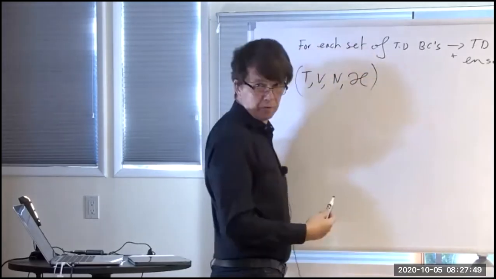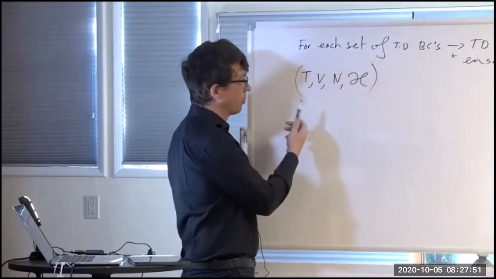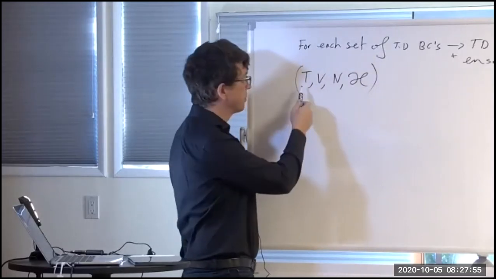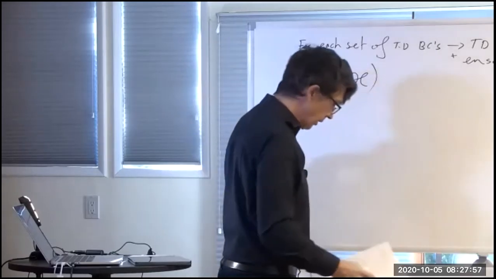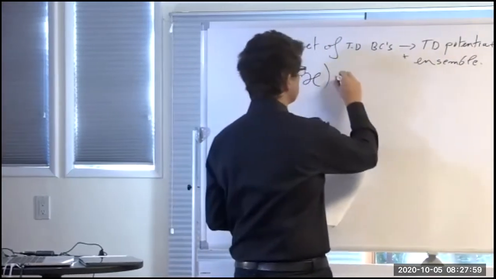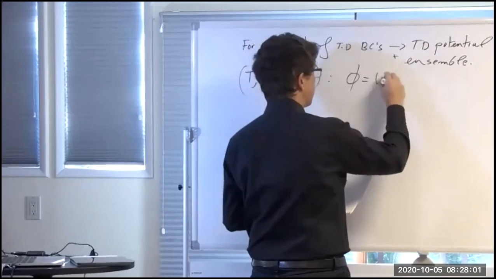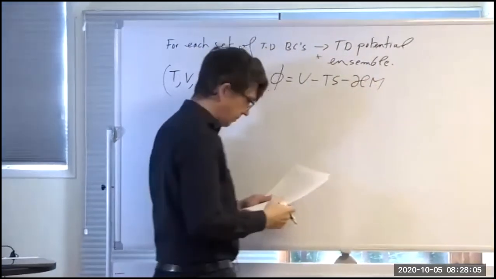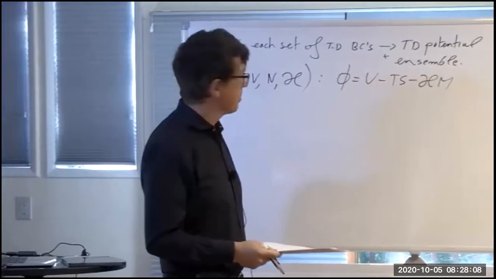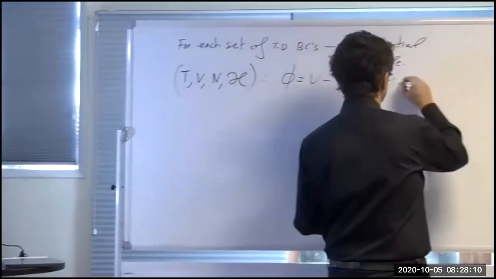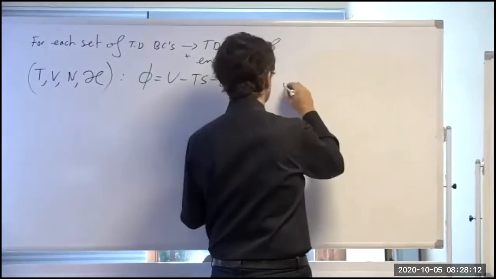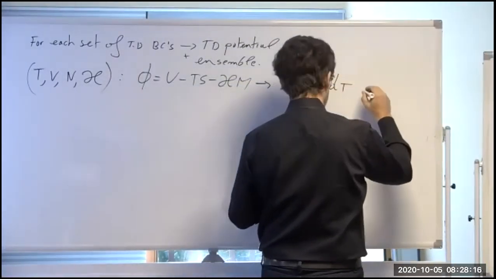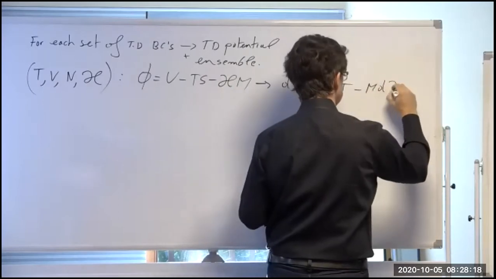Let's say I have applied boundary conditions T, V, N, and H. What you know from thermodynamics, right, is that to get the potential of this, you would Legendre transform the energy with respect to TS and HM. So your thermodynamic potential would look something like U minus TS minus HM, right? And by now you can calculate the differential of that. d phi would be minus S dT minus M dH.